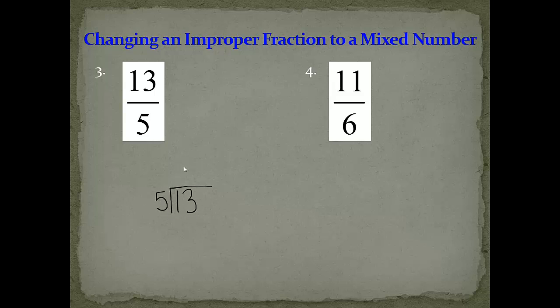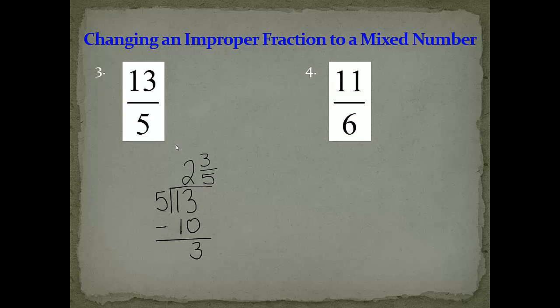5 goes into 13 2 times, and 2 times 5 is 10. Now we can subtract. 13 minus 10 is 3. The 2 is our whole number. The 3 that we have left is our numerator, and our denominator is the number that we divided by, which is 5. It's also the same denominator we have in our original problem.